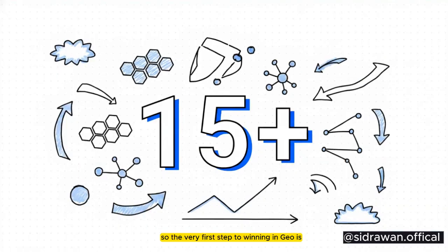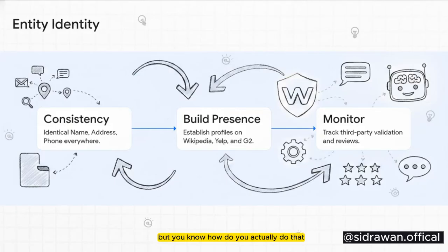So the very first step to winning in GEO is establishing your entity identity. Data analyzing over 23,000 AI citations reveals something wild. Pages featuring 15 or more recognized entities show a massive 4.8 times higher probability of being selected and cited by AI engines. You absolutely have to build systemic entity coverage across your content. But how do you actually do that?